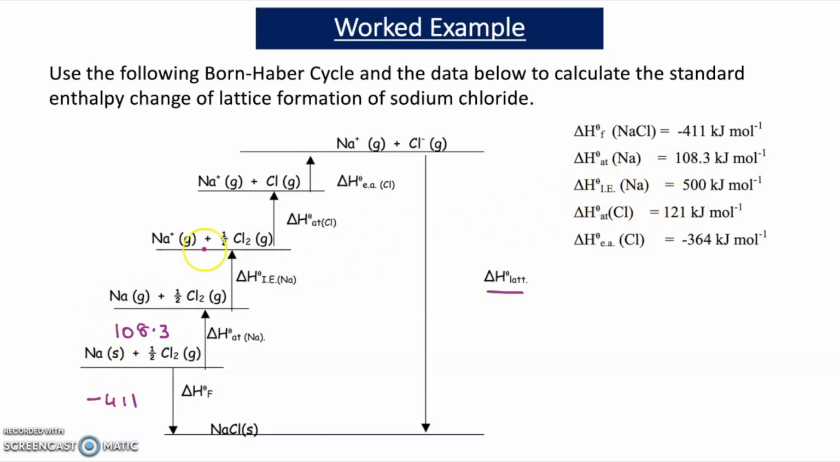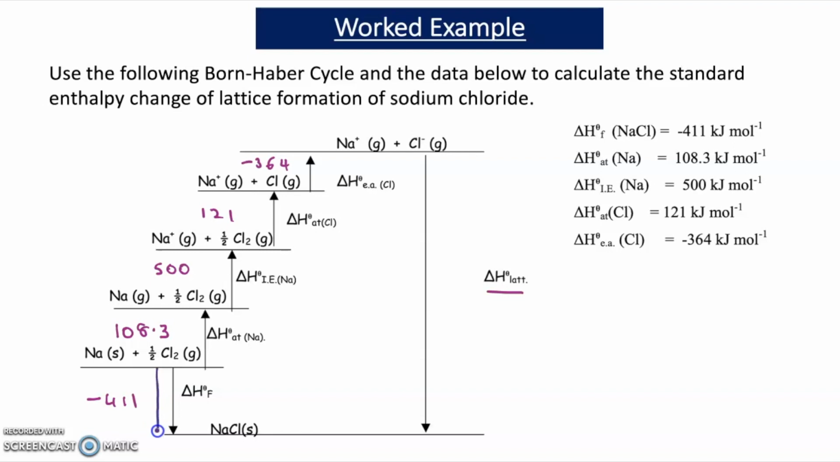The enthalpy of atomization of sodium is 108.3 kilojoules per mole. The ionization energy of sodium is 500 kilojoules per mole. The atomization of chlorine is 121 kilojoules per mole. And the electron affinity value of chlorine is minus 364. In this question, we're trying to find out the enthalpy change of lattice formation of sodium chloride, so we're going to use Hess's Law here.